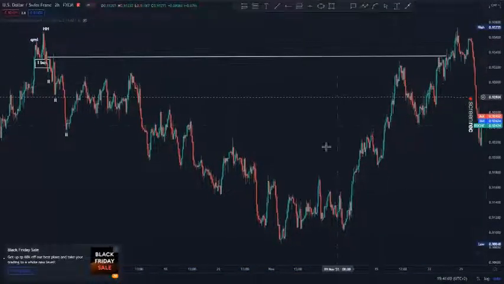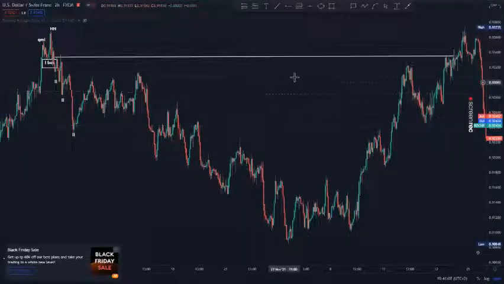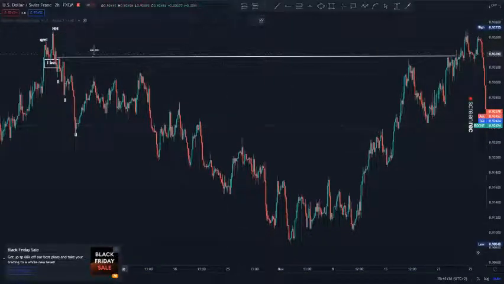So I look for a level where the market is respecting. I look at the level where the market has acted as resistance. And this level, I must mention this, must be nearer to where the QML is.